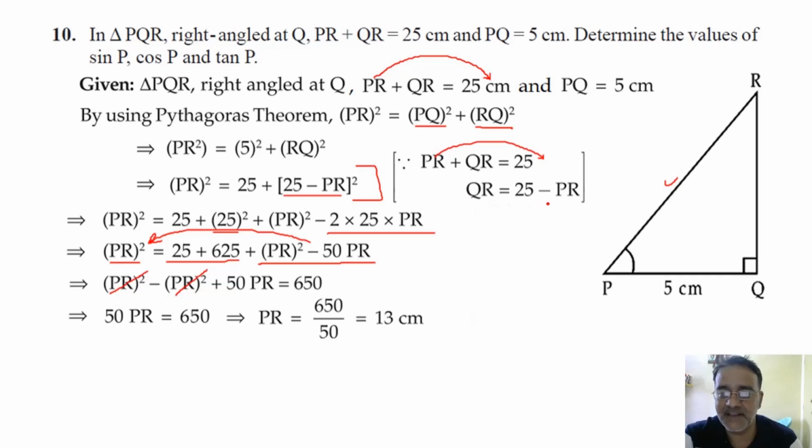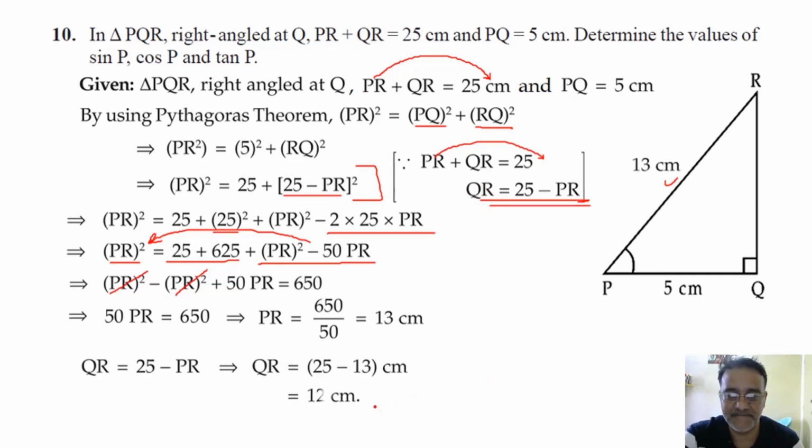So if PR is equal to 13 centimeter, QR will be 25 minus 13, that is 12 centimeter. Any doubt here? No, sir. Okay. Now we have to find sin P, cos P and tan P. So we'll start with sin P.